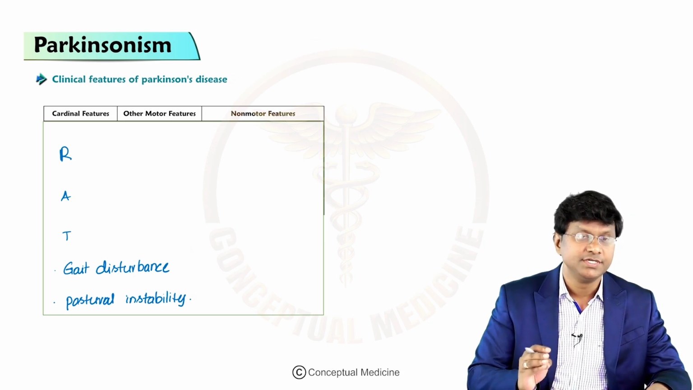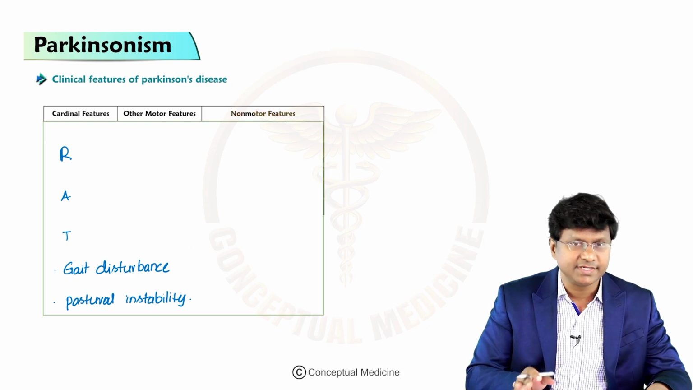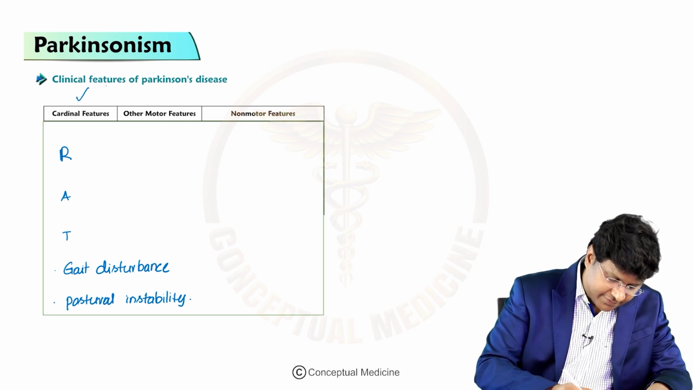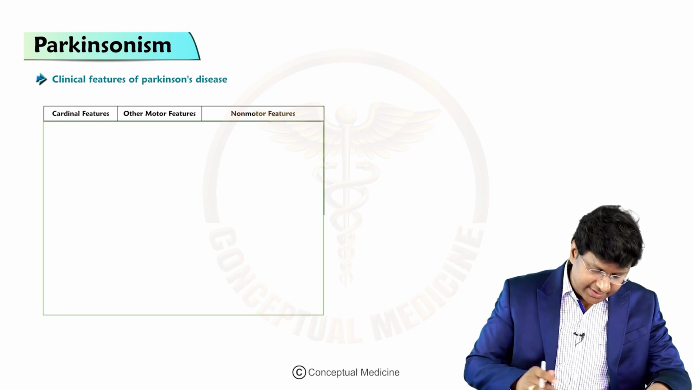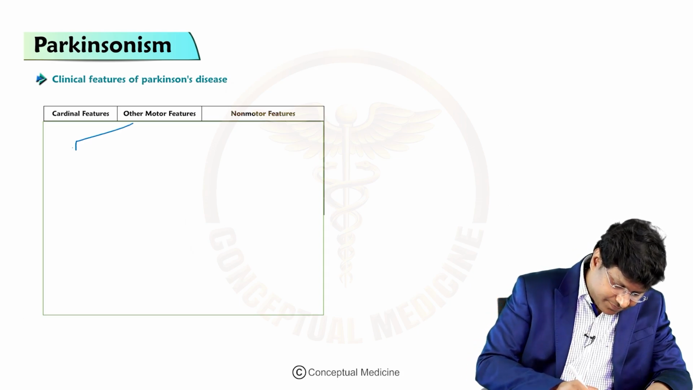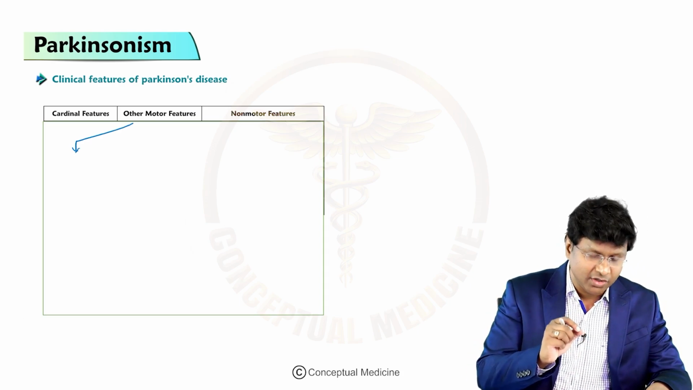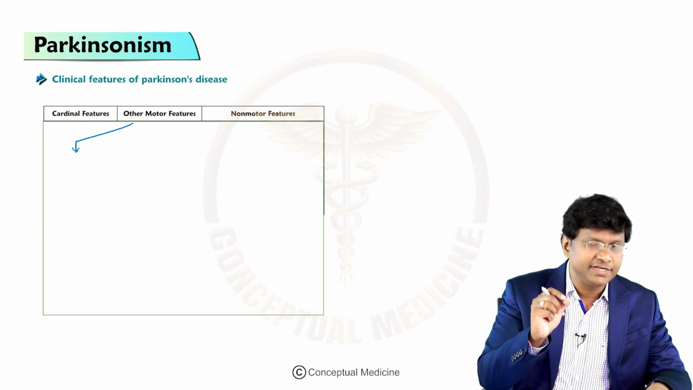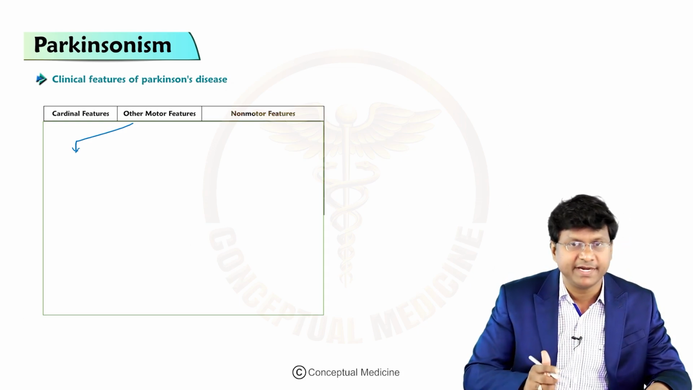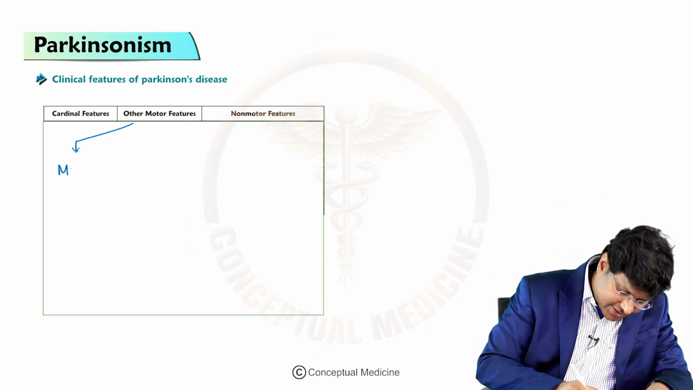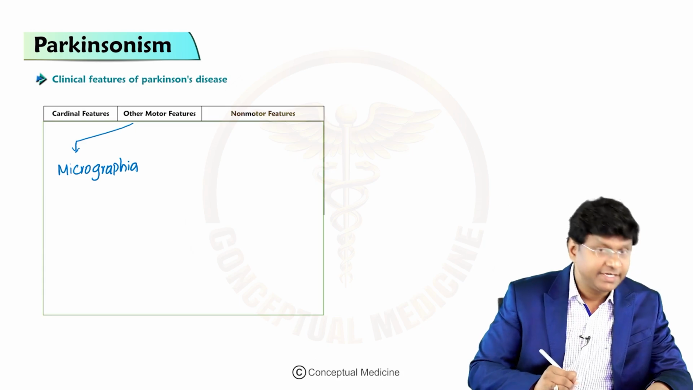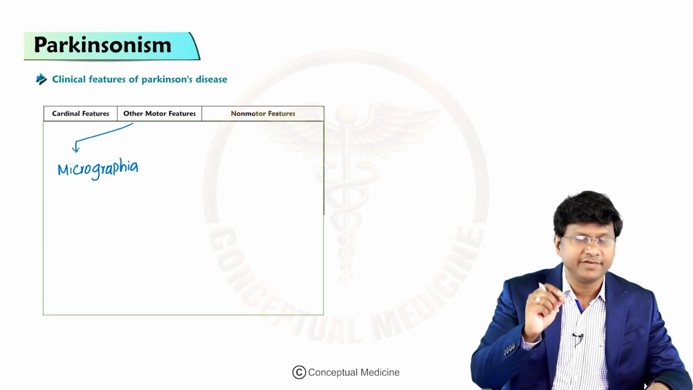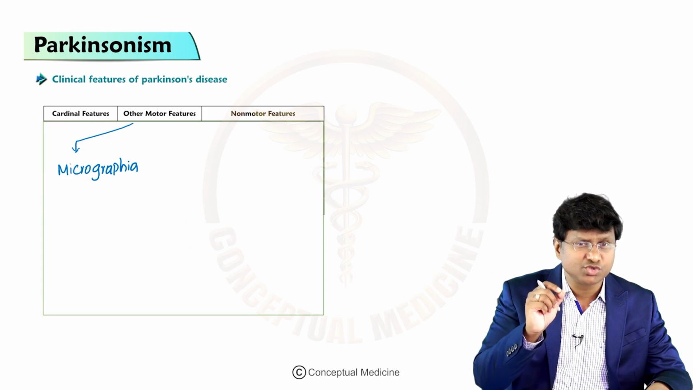These are the cardinal features: rigidity, akinesia, as well as the tremors. Now, apart from these cardinal features, you also have other motor features. What are the other motor features? These individuals, whenever they write letters or words, have a very small handwriting, we call it spidery writing. So that we call micrographia, where the words or letters are very small.